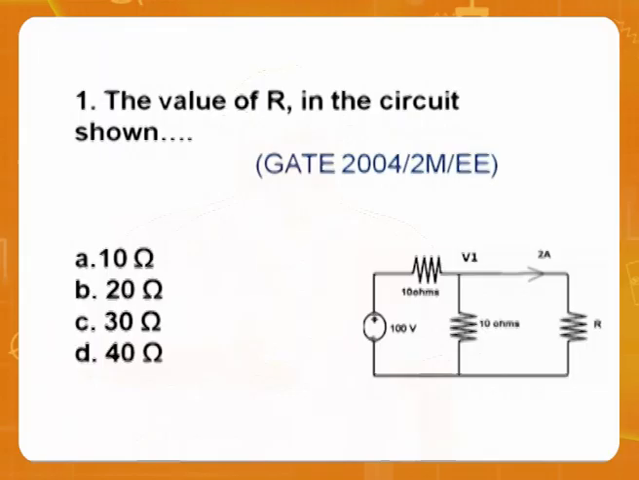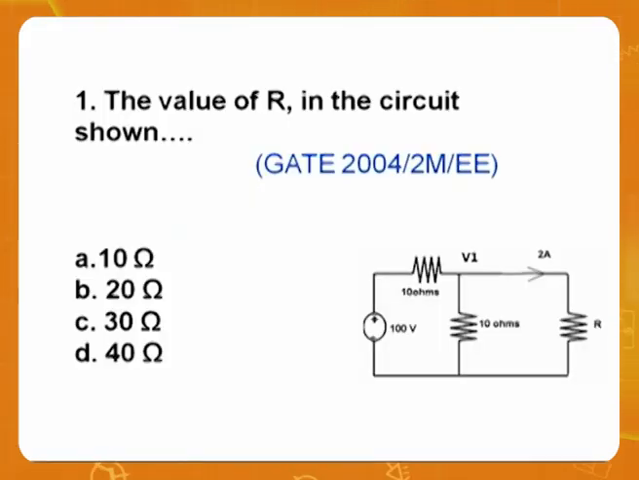Let us solve some problems. One way to understand Kirchhoff's laws, the other way to really cross-check whether we really understood or not. Let's see the first question. The first question is the value of R in the circuit shown. The options are 10 ohms, 20 ohms, 30 ohms and 40 ohms. We need to check what is the answer.